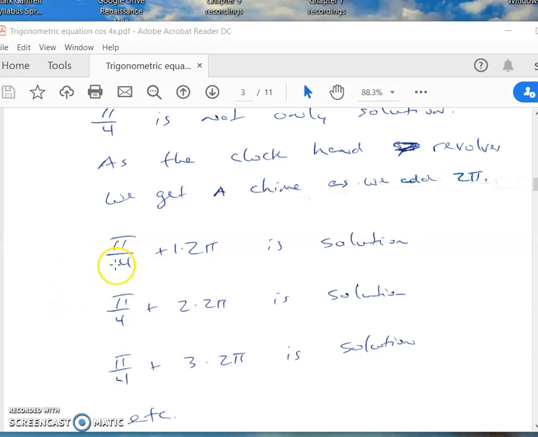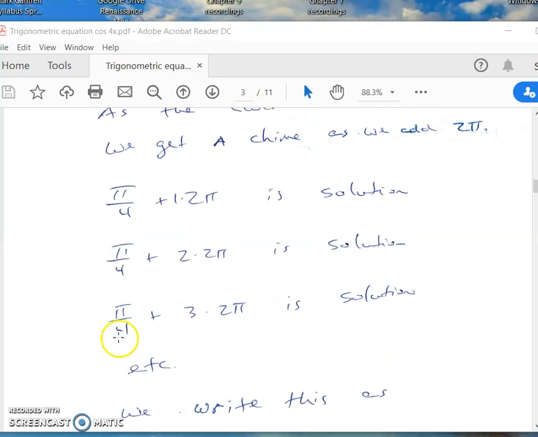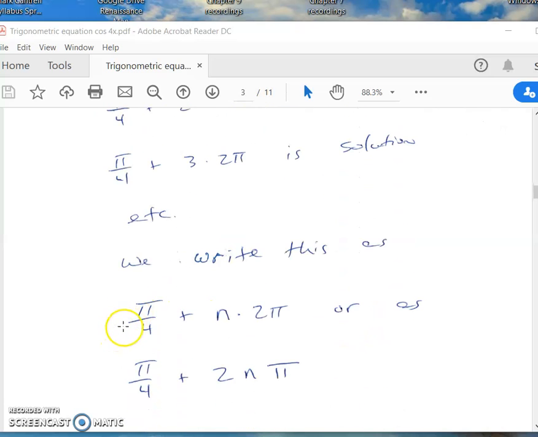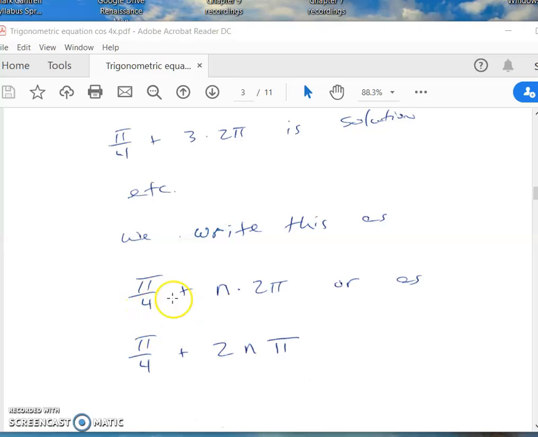So pi over 4 is a solution. How about plus 1 times 2 pi? That's a solution. Plus 2 times 2 pi. That's a solution. Keep on going. Pi over 4 plus 3 times 2 pi. That's a solution. So we can write this in a more economical way by saying that's pi over 4 plus n times 2 pi.